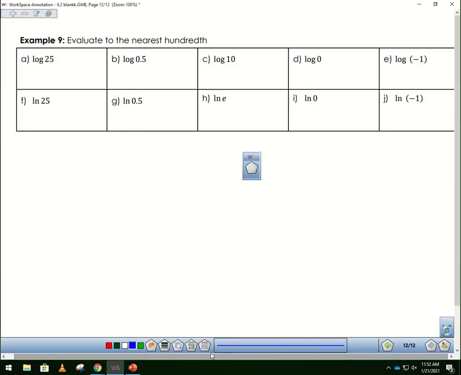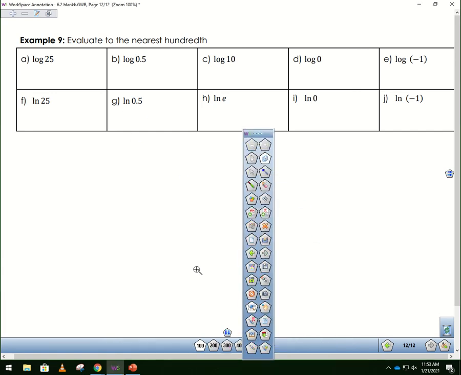So we're going to evaluate a bunch of what we call common logarithms. These are ones where we assume the base of 10 or we assume the base of e, based on which one they're asking us about. So this is where we're going to start using the actual buttons in the calculator. All right, so let's get started on using the buttons in the calculator. Let's get some practice on that.